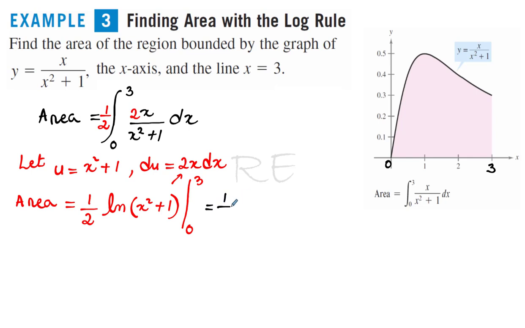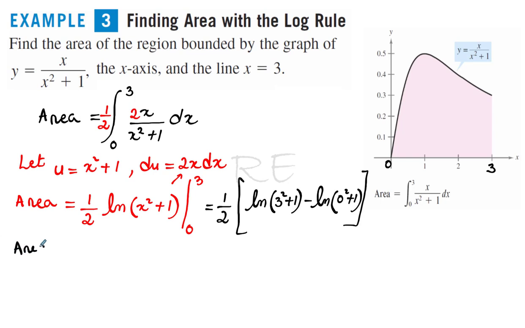It's going to be 1/2 times upper boundary first, ln parenthesis 3 squared plus 1 minus lower boundary ln 0 squared plus 1. So the area is equal to 1/2 times 3 squared plus 1, 10, ln 10 minus 0 plus 1 is just 1, ln 1.